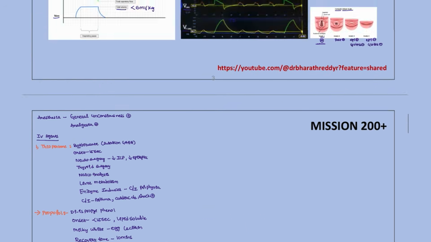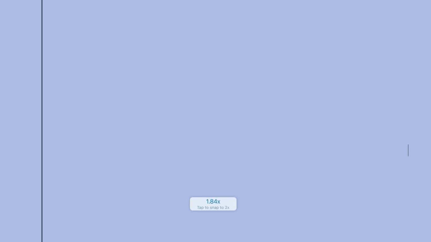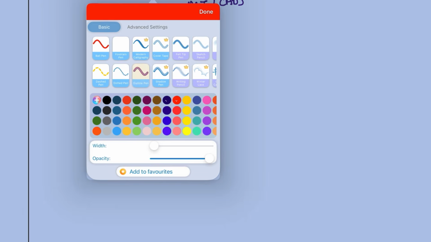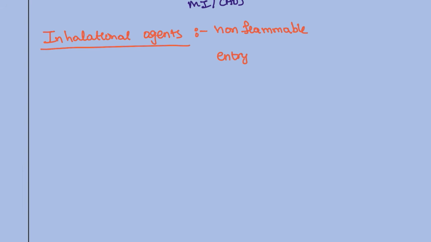After ketamine, the important points you have to take note of are the inhalation agents. What is the importance of inhalational agents? They are non-flammable, and entry and elimination are through the lungs only. That is the best thing. So patients will have less time with conditions associated with toxicity, because the agent has already evaporated.